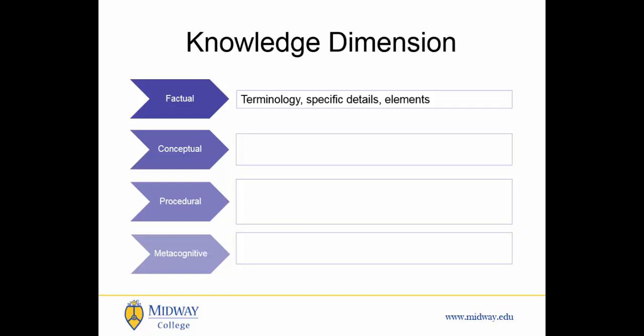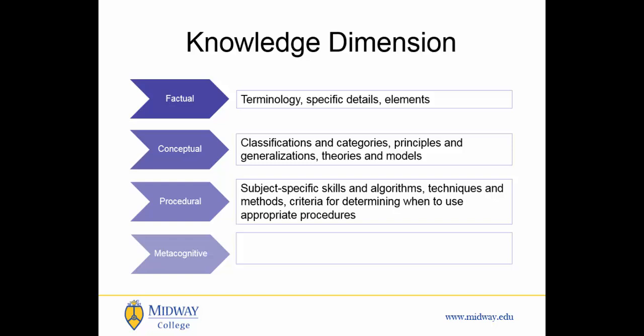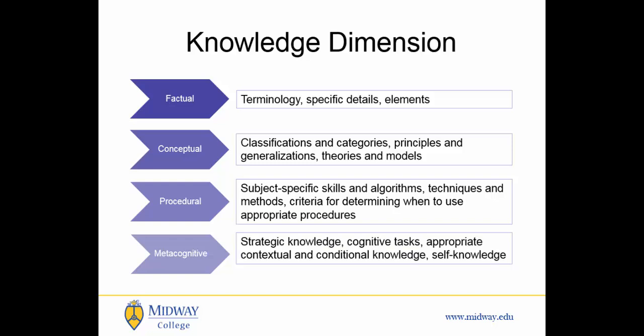Conceptual knowledge refers to classifications and categories and includes principles, generalizations, theories, and models. Procedural knowledge are subject-specific skills, techniques, and methods. This type of knowledge includes the ability to determine criteria for when to use appropriate procedures. The highest level of knowledge is metacognitive. This involves strategic knowledge, cognitive tasks, and appropriate contextual and conditional knowledge. Metacognition also includes the awareness and understanding of one's own thought processes, something all educators should strive to help their students achieve.